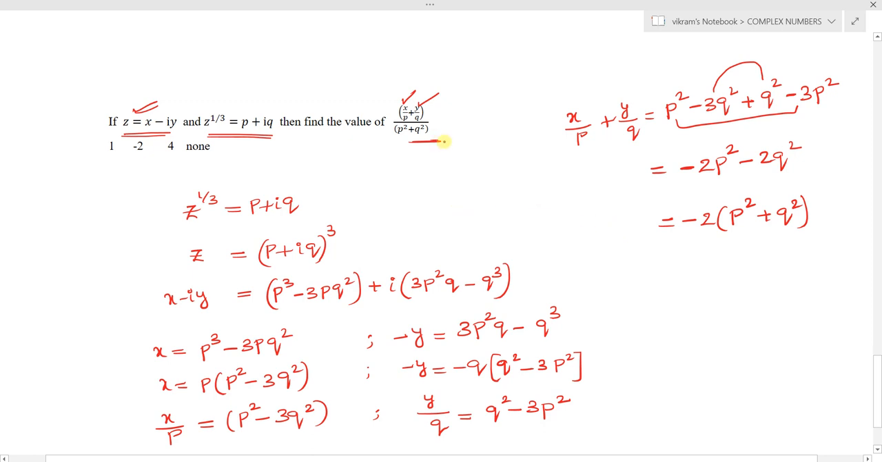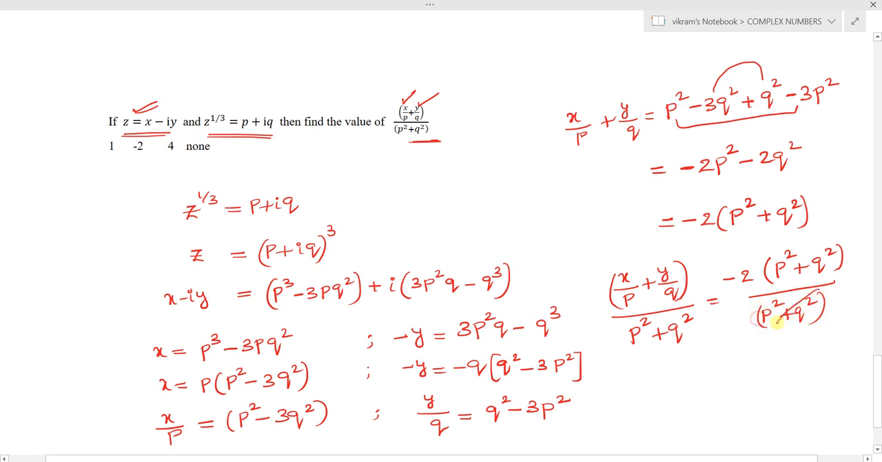But in the question, what is being asked? (x by p plus y by q) by (p square plus q square). The numerator can be written as minus 2 times (p square plus q square) by (p square plus q square), and if we cancel this out, finally we get the required result as minus 2. So option B, minus 2, is the answer.